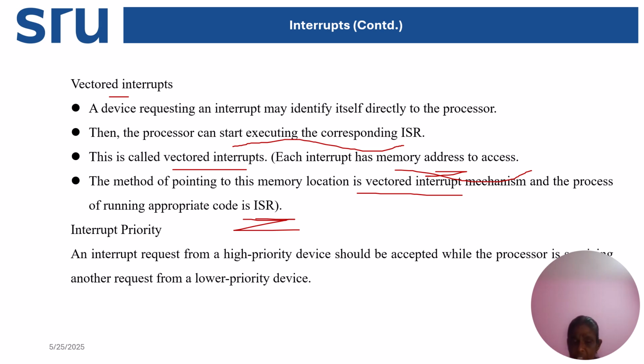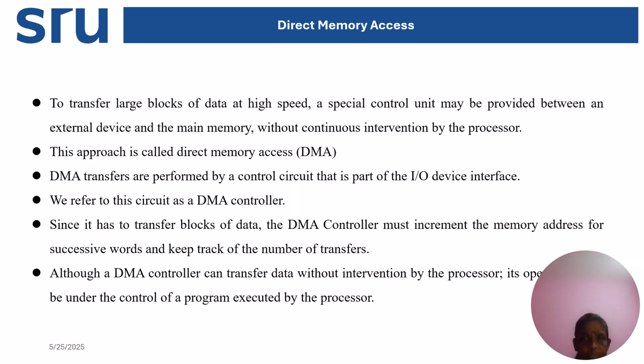So if it is doing a low priority interrupt, and in between, before completing that low priority interrupt, a higher priority interrupt occurs, immediately it will stop the low priority interrupt, go and solve and complete the high priority interrupt, and come back to the low priority.